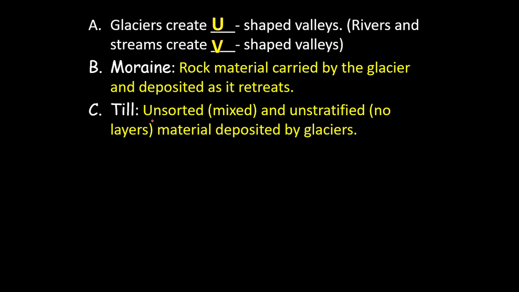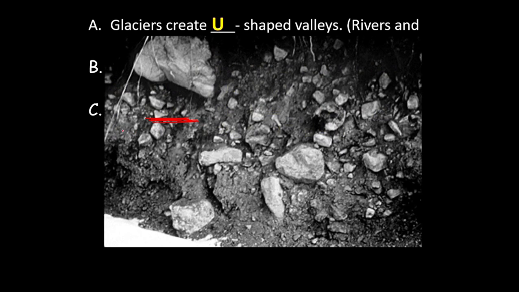So glacial till is always unsorted. In fact, that's the key word: whenever you see the word glacier, its material will always be unsorted and unstratified, meaning no layers. So picture just a mess of material, big, small, intermediate, everything all mixed together, no sorting. You can see big and small material all mixed together.